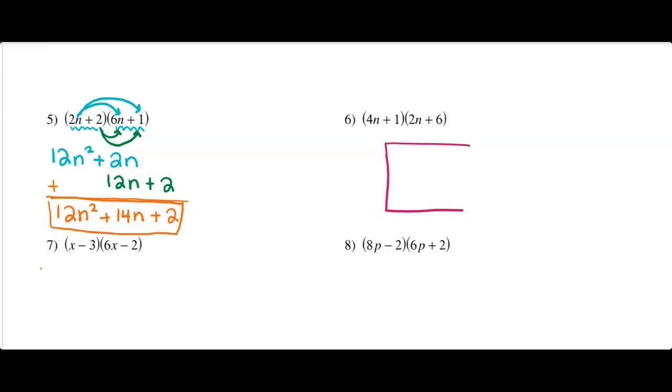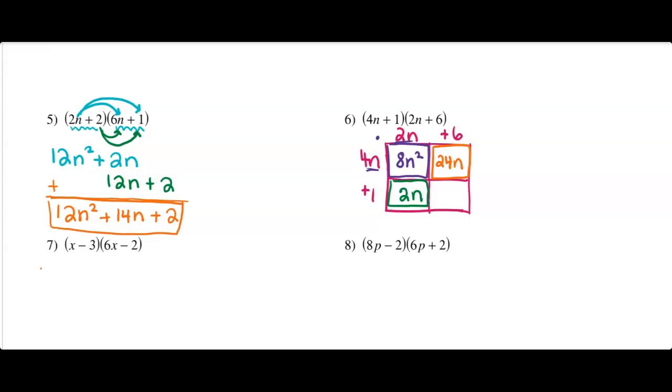The other way is still the same process, but it's just a different way to write it, and that is to use an area box. And so we're going to put our binomials along the sides, so 4n plus 1 and 2n plus 6. And then you're going to find the area of each section of our box. So this box is 4n by 2n, so that is 8n squared. And we're finding area, so we're multiplying. This box is 4n by 6, so it's 24n. This box is 2n by 1, so that will be 2n.